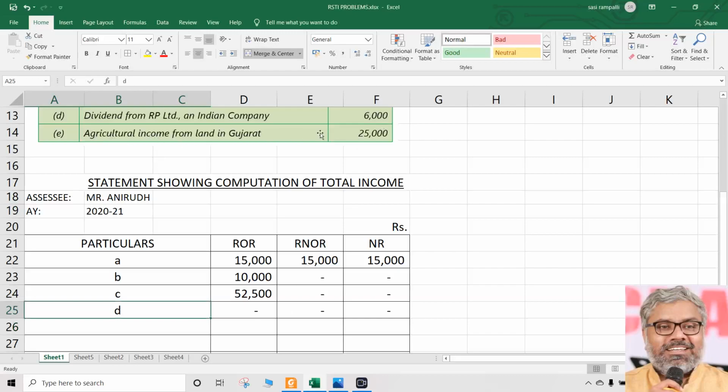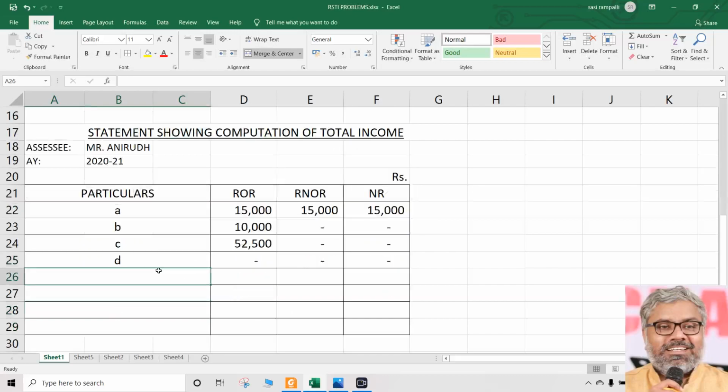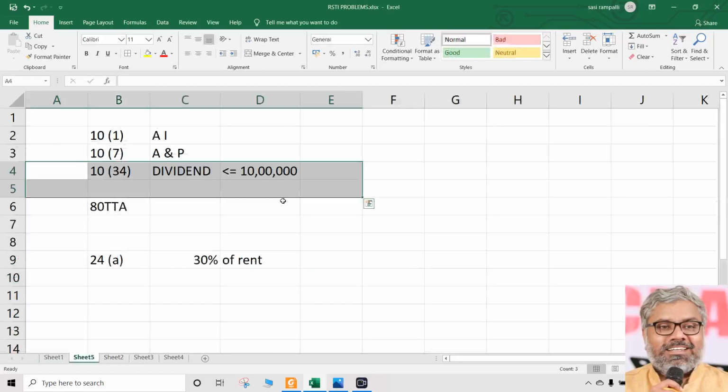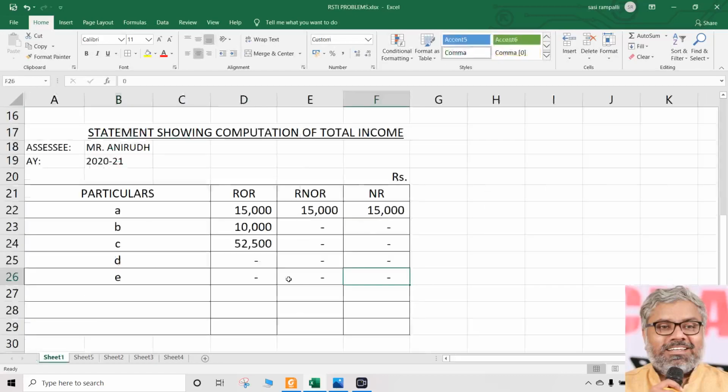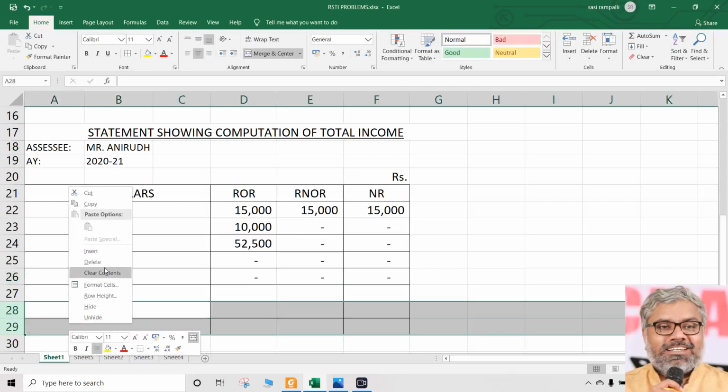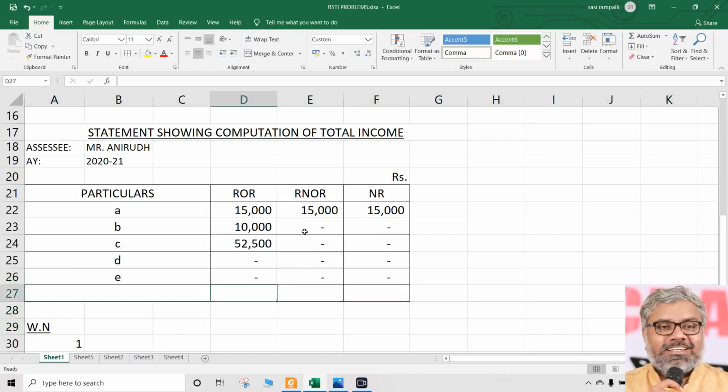Then point number E, agricultural income from a land in Gujarat. That is also the same, no? Why? Agricultural income is also exempt from tax. So under section 10(1) it is exempt. So that also shall not have any tax liability or taxability for any of these SSCs. So now we can have the total for all the people. These are the taxable amounts finally in relation to different types of SSCs.